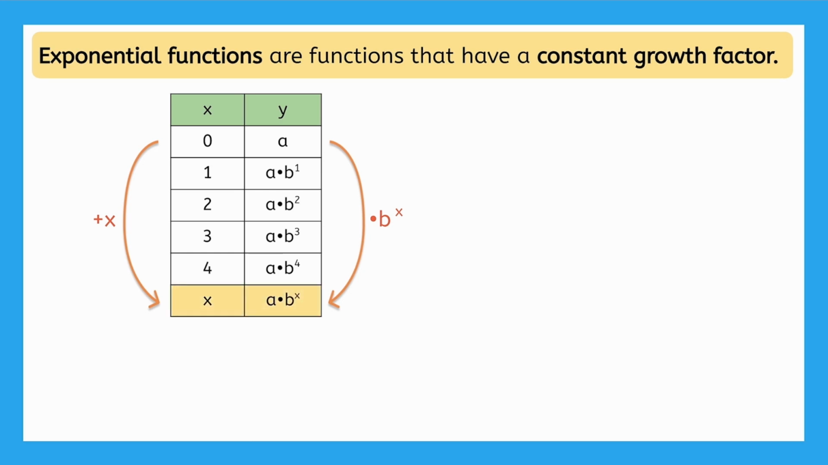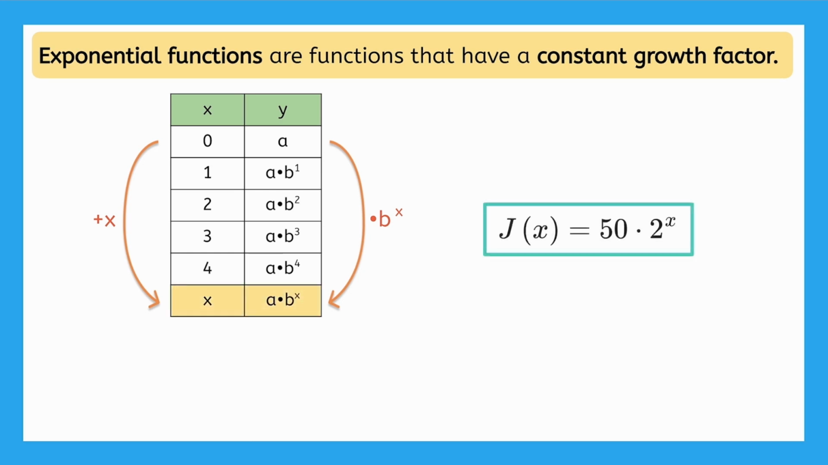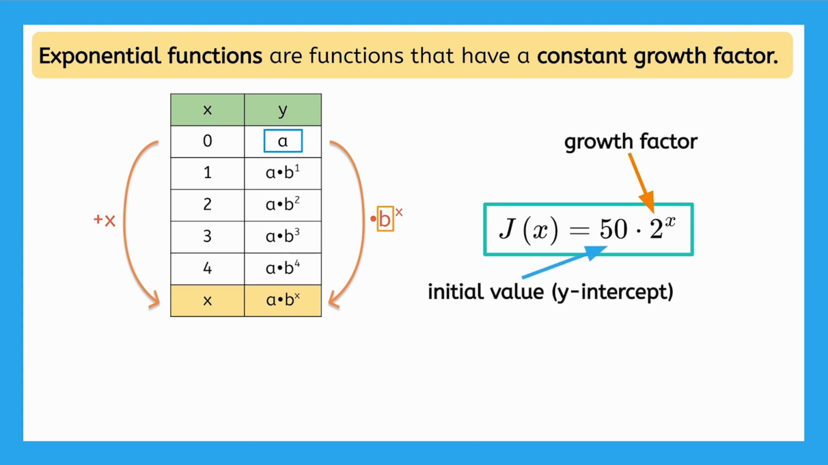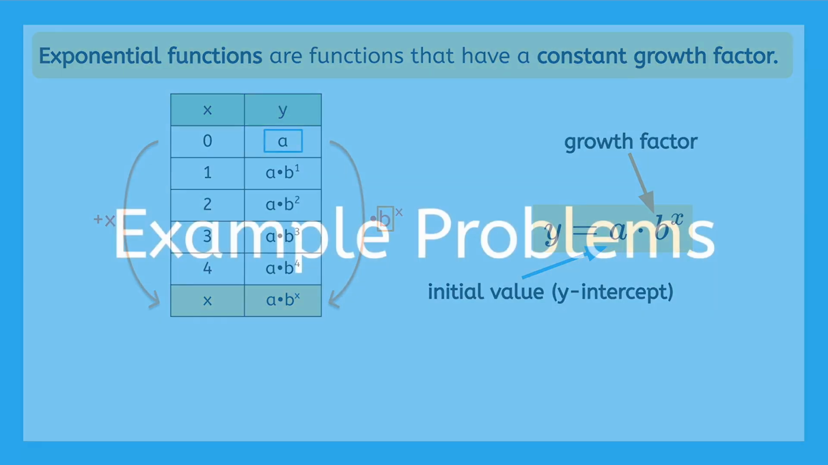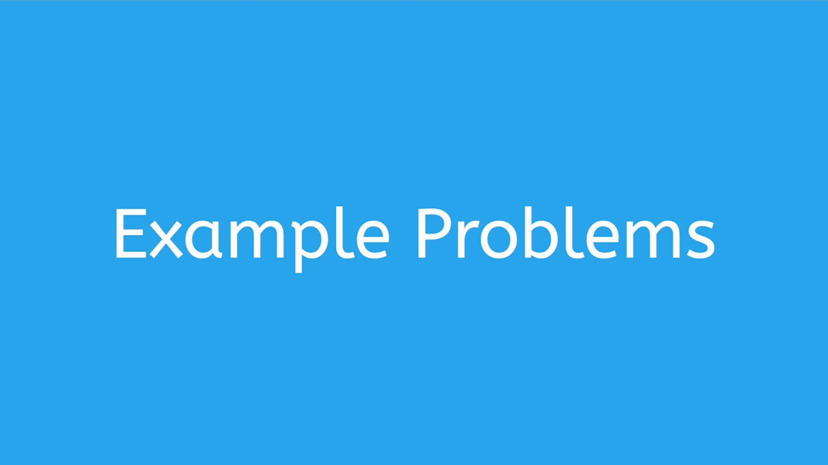This is the exact format Jake's function followed. We had an initial value, or y-intercept, times the growth factor to the power of x. Therefore, the general form in which we write exponential functions is y equals a times b to the power of x. Let's look at a couple example problems and put this form to use to model some more real-world situations.